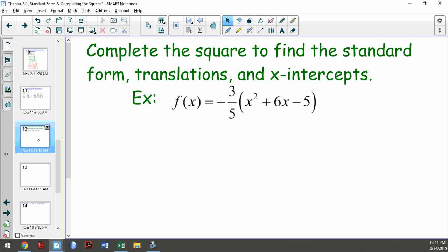Okay. What do the directions say? Complete the square to find the standard form, translations and the x-intercept. So f of x is equal to negative 3 over 5, quantity x squared plus 6x minus 5. What is ugly about that problem? What did you say?